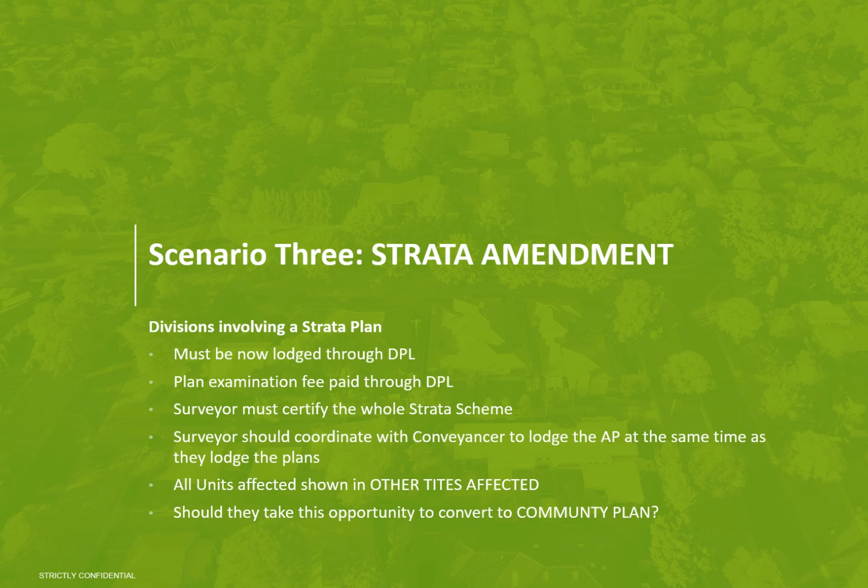The other issue with strata plans, especially the older ones, is when a surveyor comes in to do an amendment, he has certified the whole plan, and therefore any additions or improvements made to a strata scheme have to be disclosed as well, which therefore impacts the other titles affected, as it may have other units that have additions to their property and therefore now part of the AP.